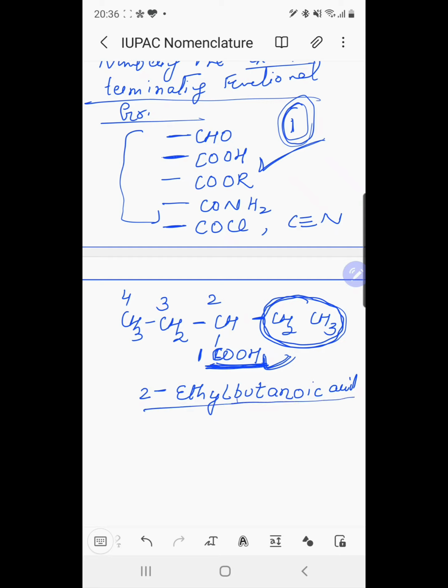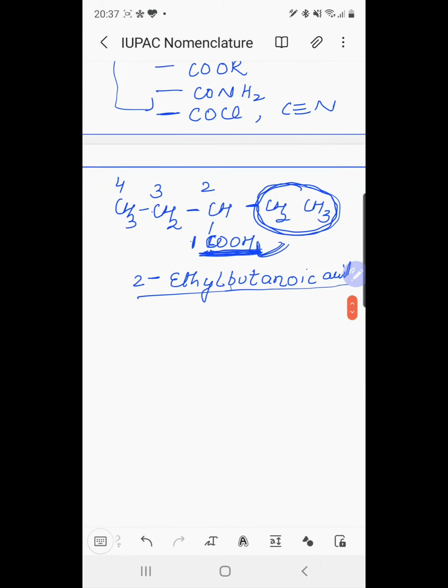We will give preference to these chain terminating groups. It will always get the number 1. 1, 2, 3, 4, 2-ethylbutanoic acid.